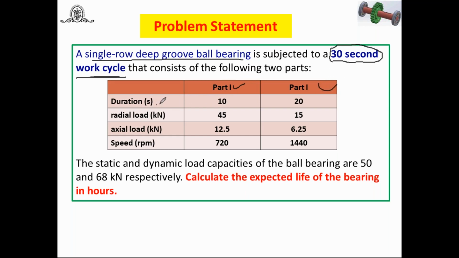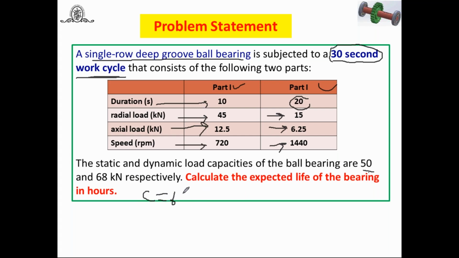For the first 10-second duration, the radial load acting on the bearing is 45 kilonewton, the axial load acting on the bearing is 12.5 kilonewton, and during that time the speed is 720 rpm. Then out of the 30, the next 20 seconds, the radial load acting on the bearing is 15 kilonewton, the axial load is 6.25 kilonewton, and the speed is 1440 rpm. The static and dynamic load capacities of the bearing are also given.